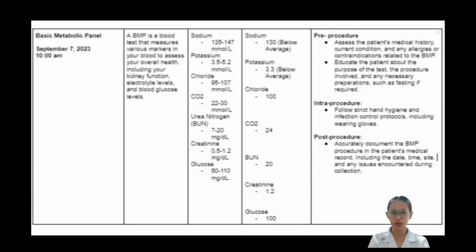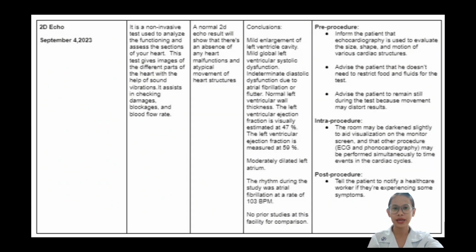Next is the test for the basic metabolic panel. The sodium is below average, which is 130 liters. The normal average for this is 135 to 147 liters. For the potassium, the result is 3.3 liters, which is also below average. The normal average for this is 3.5 to 5.2 liters. And then next is the 2D echo test.